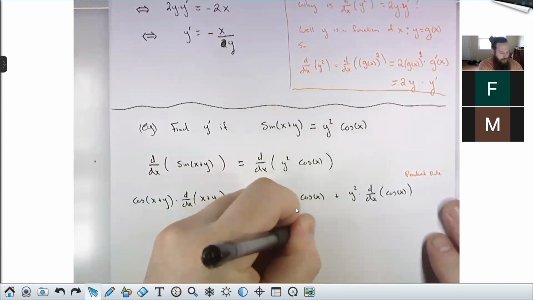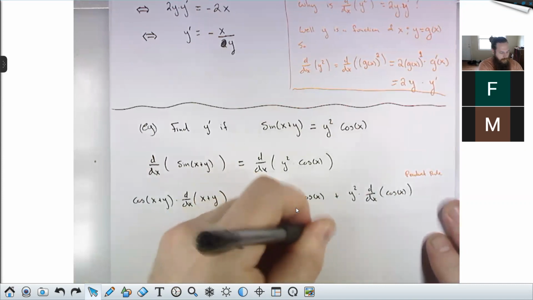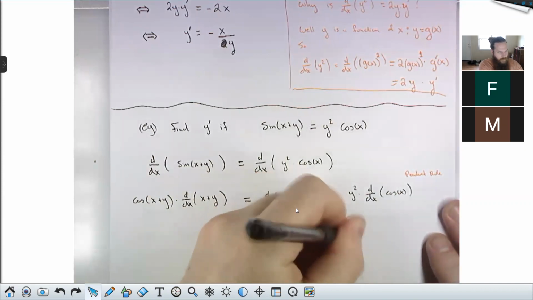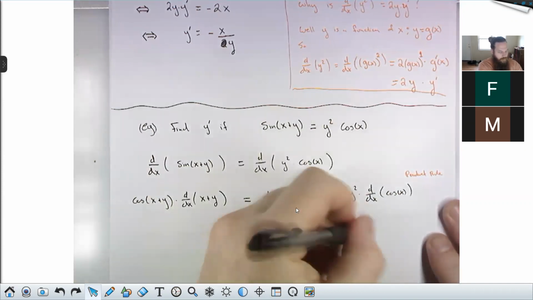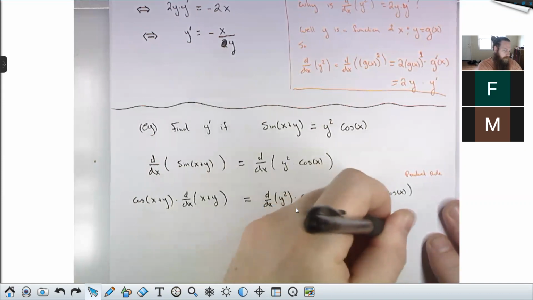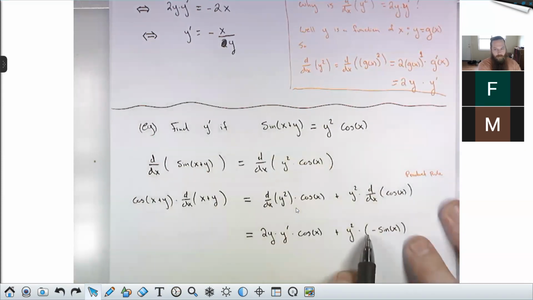Then I also have my cos x term here, right? This is multiplying cos x. And then over here I have y squared times the derivative of cos x, which is negative sine of x. And you really should put this in parentheses so it doesn't look like they're subtracting. You can tell that they're multiplying.